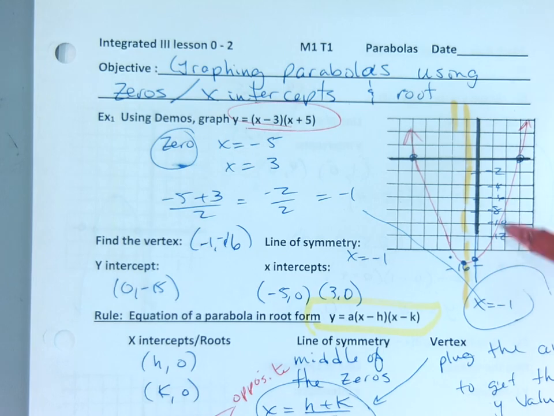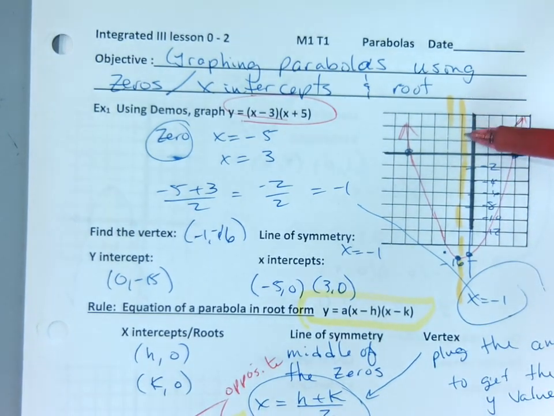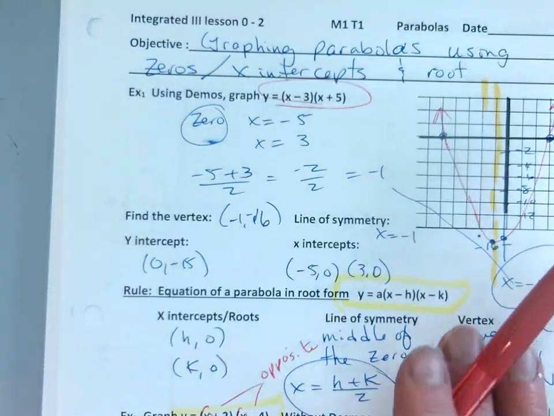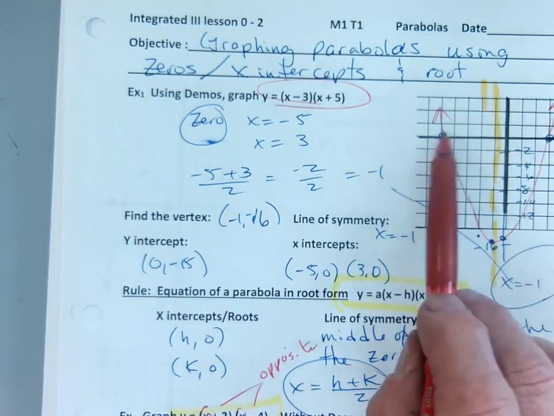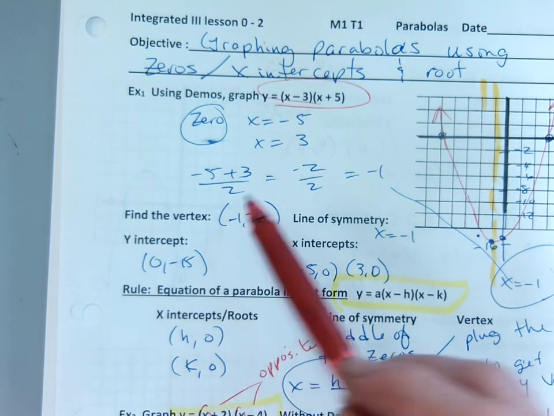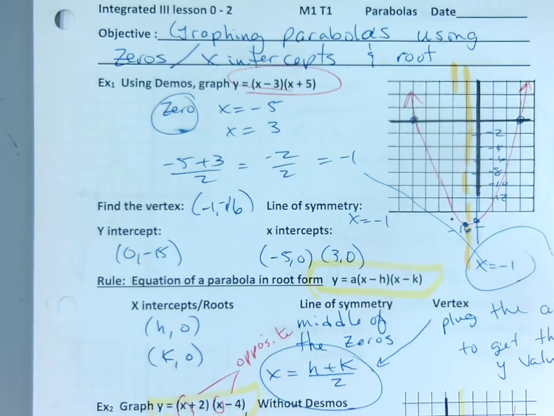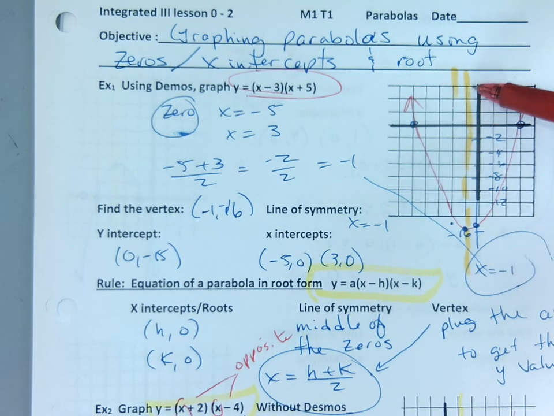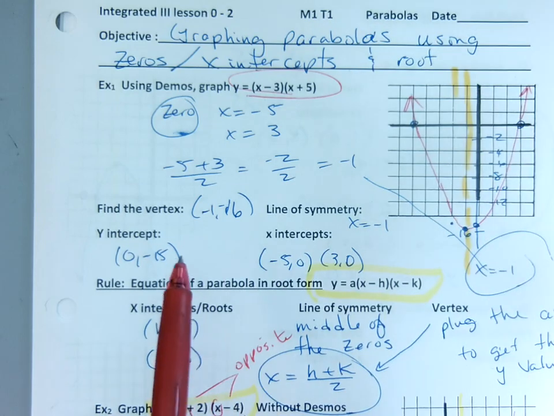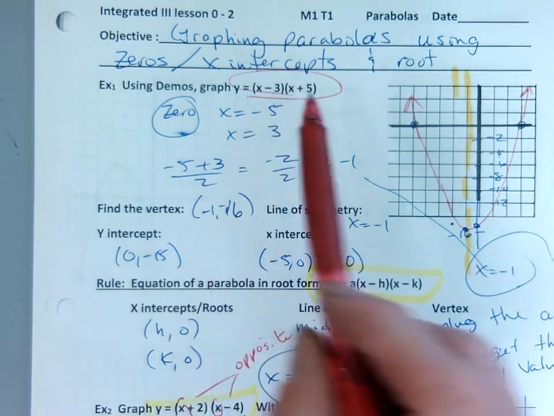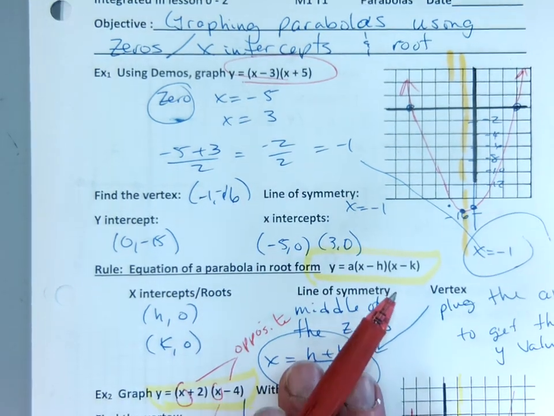What I also know about this parabola is the line of symmetry is right smack down in the middle between the two zeros, okay? If I have a hard time finding it, it's just the average. So if I take my negative 5 plus my 3 divided by 2, that gives me the average, right smack dab in the middle. Now I know my vertex is somewhere along this line, so I took my negative 1, which is my line of symmetry x value, and plugged it into my equation. When I put negative 1 here and negative 1 here, I wind up with negative 16, okay?